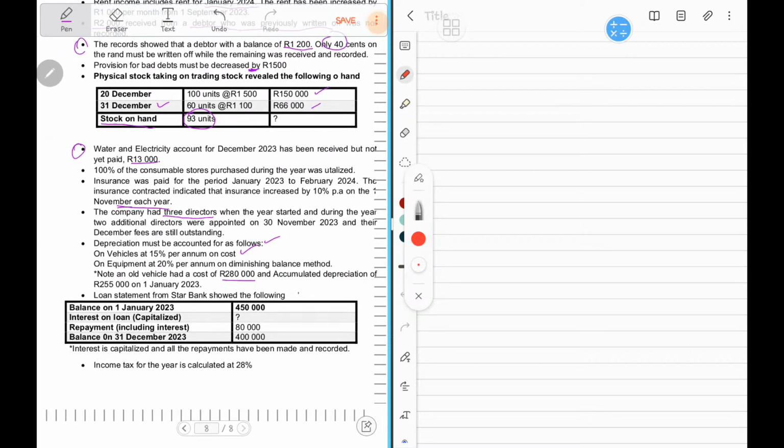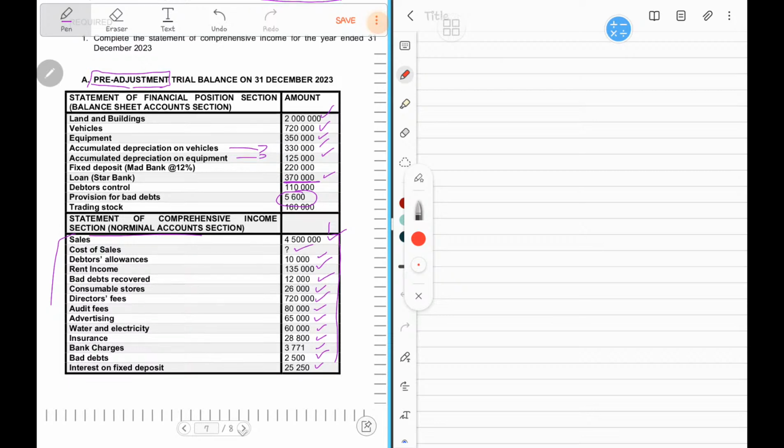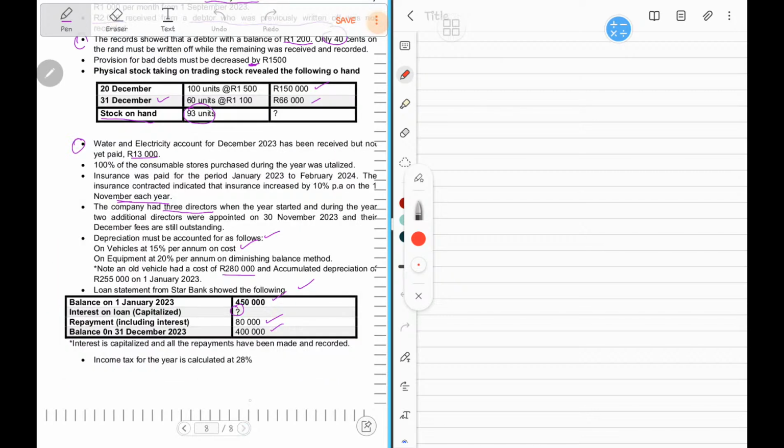Then we're given information that relates to the loan statement. We're being told that the loan statement from Star Bank showed the following. The balance at the beginning, the 1st of January 2023, is 450,000. Then the interest on loan capitalized, it's a question mark. Then the repayment including interest is 80,000. Then the balance on the 1st of December 2023 is 400,000. Now if you notice, the closing balance from the loan statement is way different from the balance from the trial balance. Something is happening here.